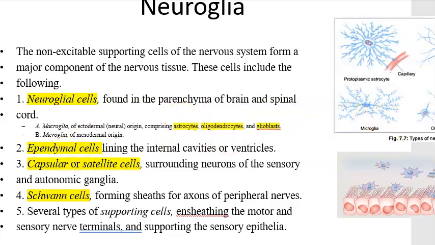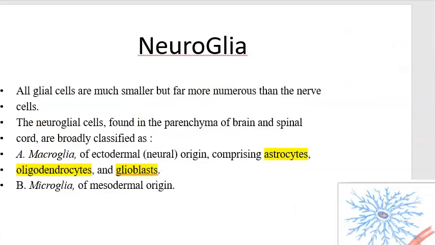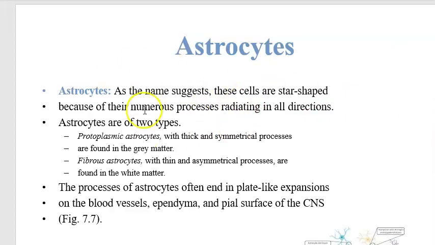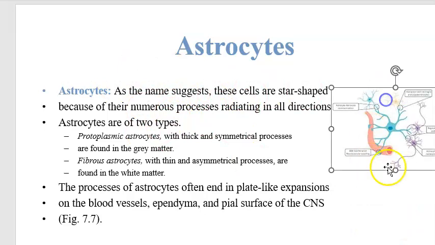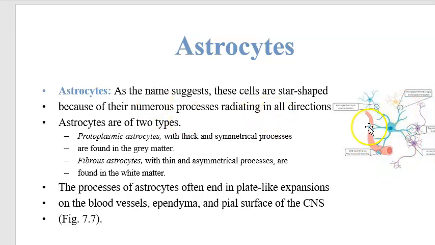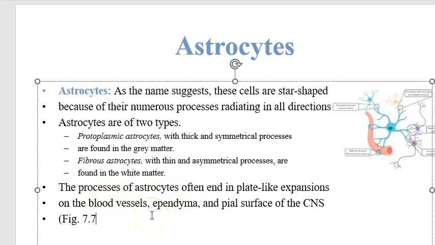What is an astrocyte? Astrocytes are star-shaped cells. They have a lot of processes, foot processes, radiating in all directions. They act as the blood-brain barrier. This is very important. That word should come out: blood-brain barrier. Otherwise, there's no use.